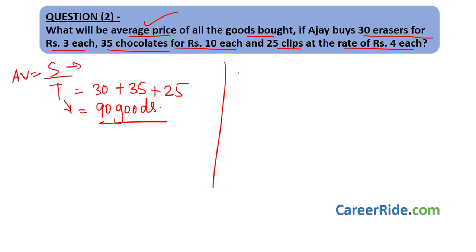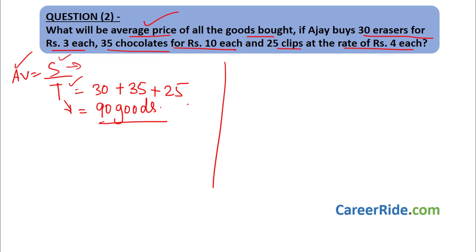Now what is sum? Since this is the number of goods, this has to be price. Okay, the cost, this has to be the cost, then only we'll get cost over here, average price over here. Now what Ajay did, how much total money did Ajay spend? How to find it? Very easy.